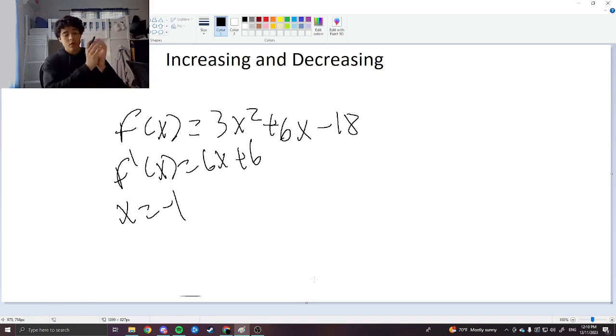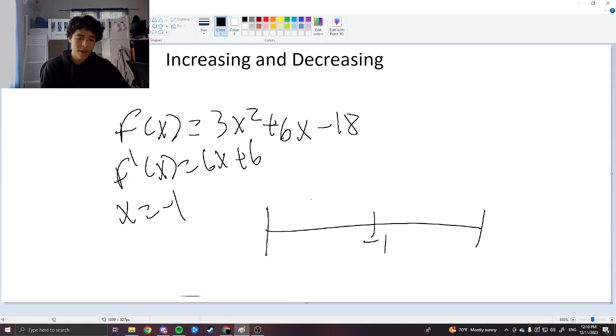So we have to find out what the slope was right before that, and right after that, because negative 1 is the only time where the slope is going to change, right? So we'll put negative 1 on a number line, and we'll say left of it what's happening and right of it what's happening. To find that out, we have to pick a number smaller than negative 1 and plug it into our derivative function to see what was going on with the slope.